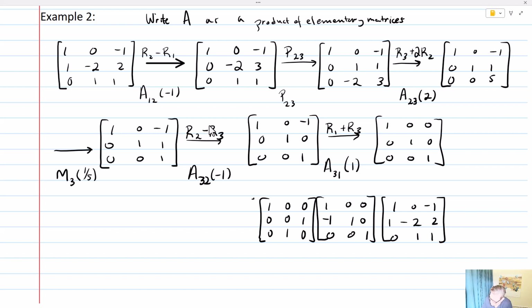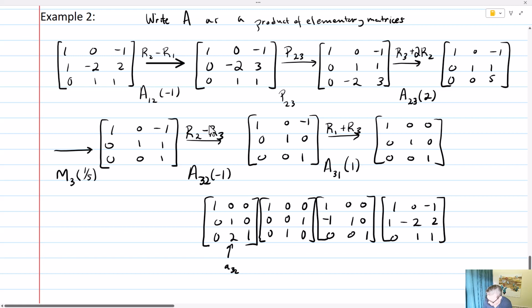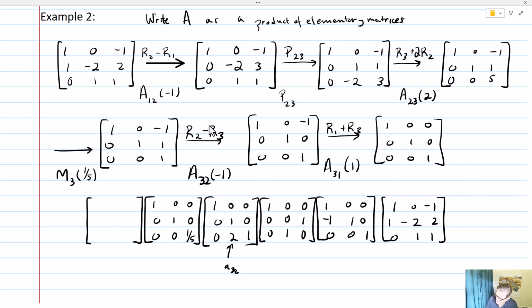Then we'll do A32 with 2, so that's in slot 3, 2. We're going to put a 2, so that's going to be 1, 0, 0, 0, 1, 0, 0, 2, 1. So an identity matrix, and then in A32, we'll put the 2. Next matrix, multiply row 3 by 1/5. So we're going to get 1, 0, 0, 0, 1, 0, 0, 0, 1/5. Then we'll do A23 negative 1. So 2, 3 is going to have a negative 1. So there's 2, 3 right there. And then 1's along our diagonal and 0's everywhere else.